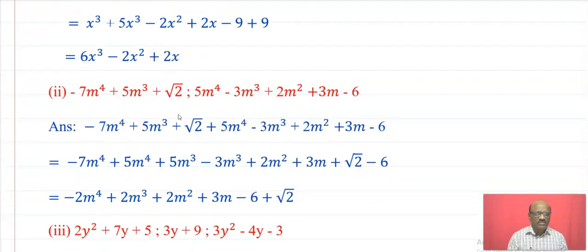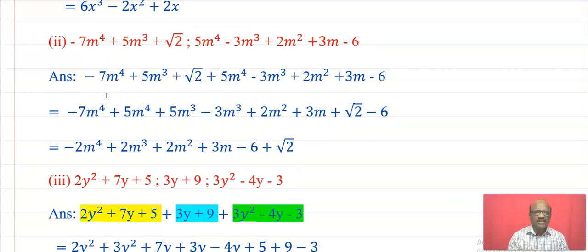Now the next example is minus 7m raised to 4 plus 5m cube plus root 2. And what about the second polynomial? 5m raised to 4 minus 3m cube plus 2m square plus 3m minus 6. Addition of these polynomials. The first polynomial will come minus 7m raised to 4 plus 5m cube plus root 2. The next polynomial with plus sign, 5m raised to 4 minus 3m cube plus 2m square plus 3m minus 6, in this way.